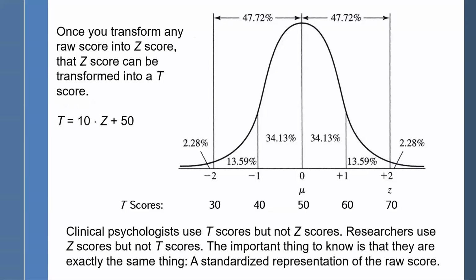So when we think about t-scores, it's often the case that clinical psychologists or other types of clinicians, medical doctors, for example, express their assessments in the form of t-scores, but not z-scores, whereas researchers will use z-scores often, but not t-scores, but they're doing the same thing. T-scores and z-scores are essentially the same. They're both standardized linear transformations of the same set of raw scores.